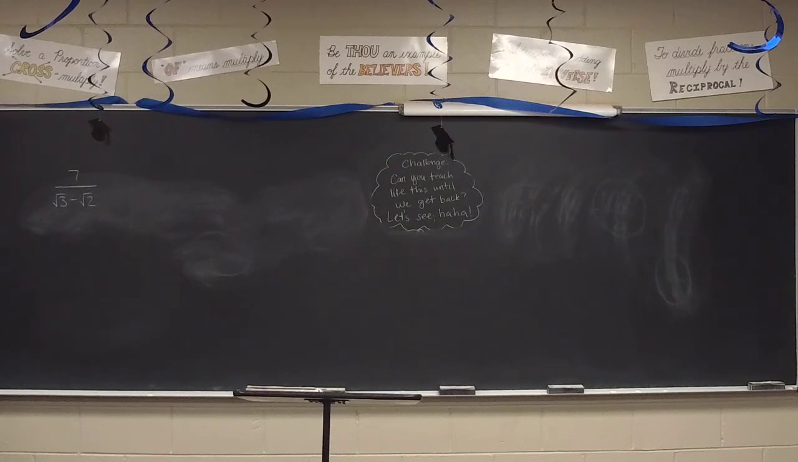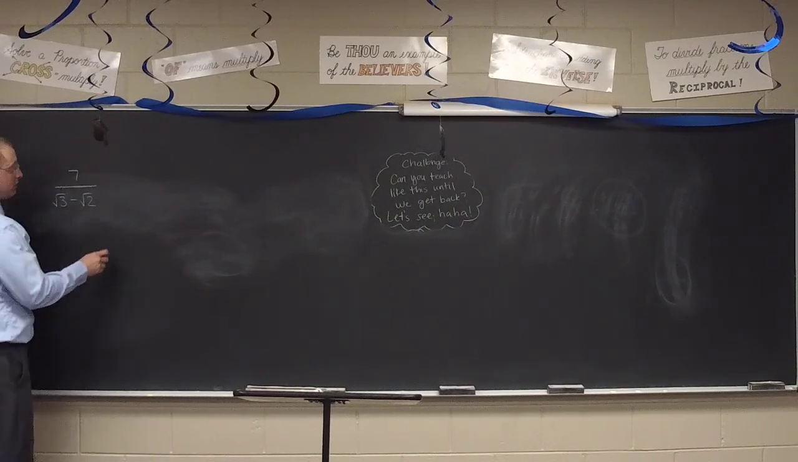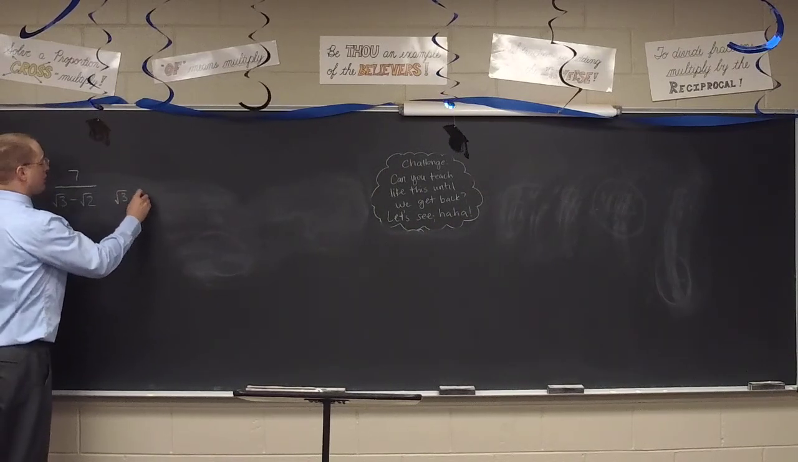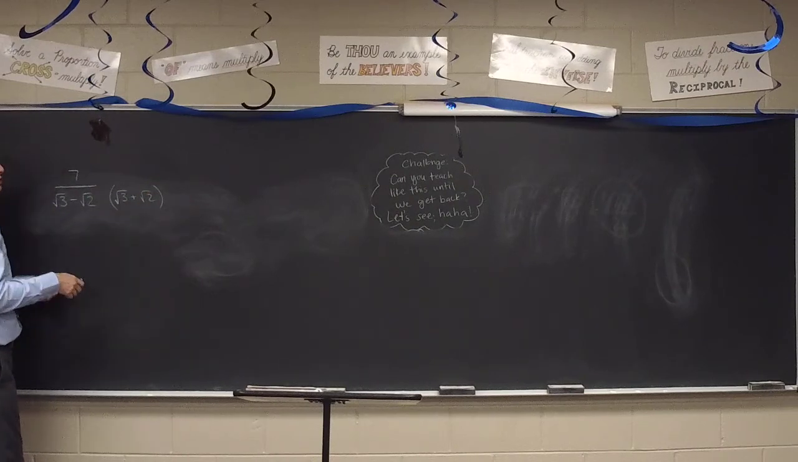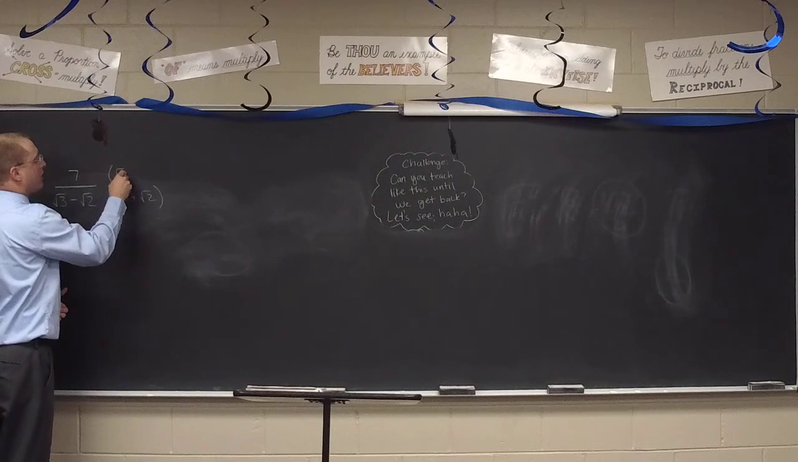What do I have to do, class, if I have a two-term radical denominator? Multiply by the conjugate. What is the conjugate of the square root of 3 minus the square root of 2, Josh? The square root of 3 plus the square root of 2. And multiply it, class, by top and bottom, both of them.